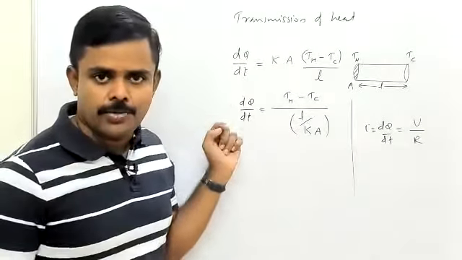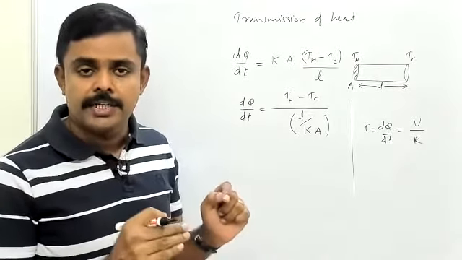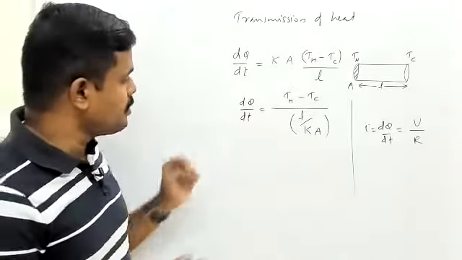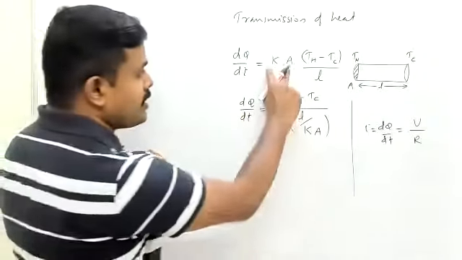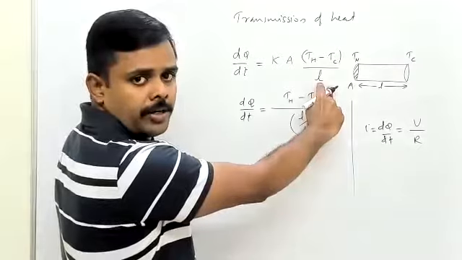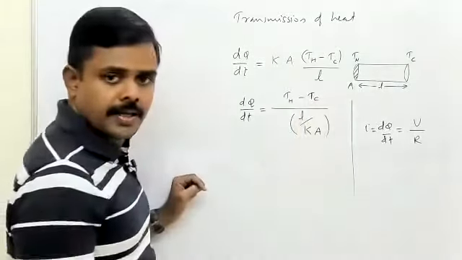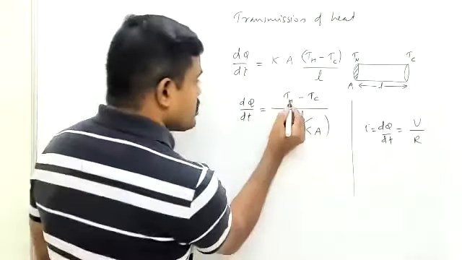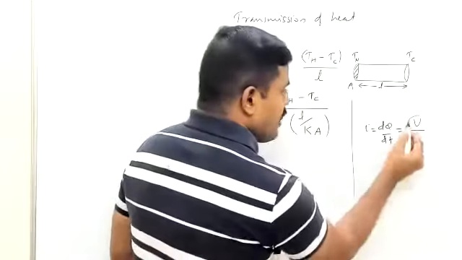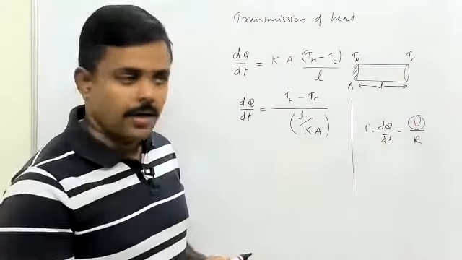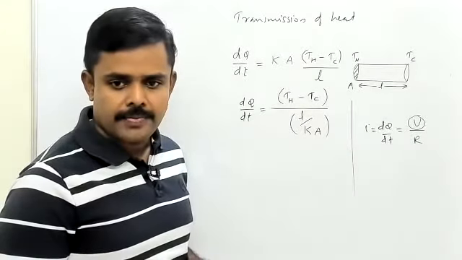dq by dt is the rate of heat transfer, heat transferred per second. I've taken this Ka and put it in the denominator, L by Ka. On the numerator, I have Th minus Tc. Now this one looks like the electrical equation. On the numerator we have potential difference; here, on the numerator, we have temperature difference.